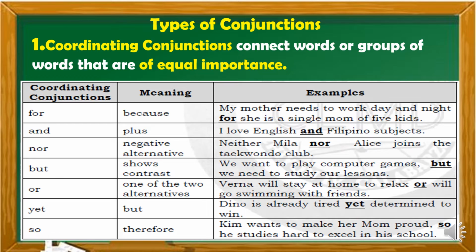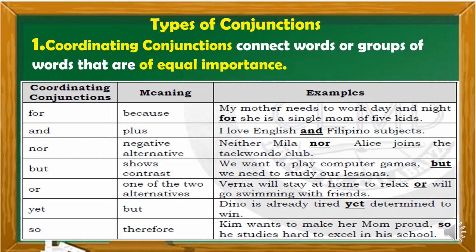Example sentence: My mother needs to work day and night for she is a single mom of 5 kids. Another is and, meaning plus. I love English and Filipino subjects. Next is nor, meaning negative or alternative. Neither Mila nor Alice joins the Taekwondo club.